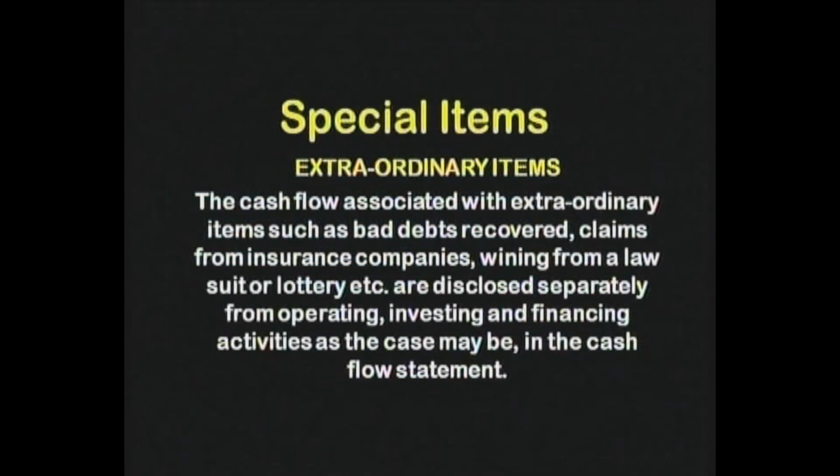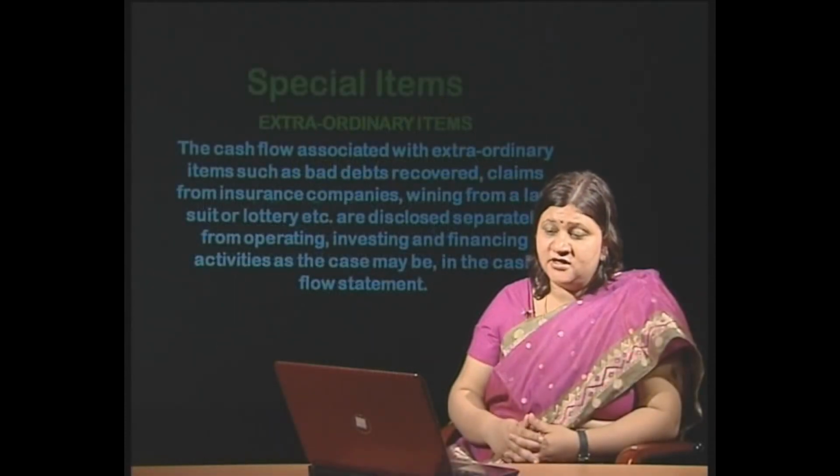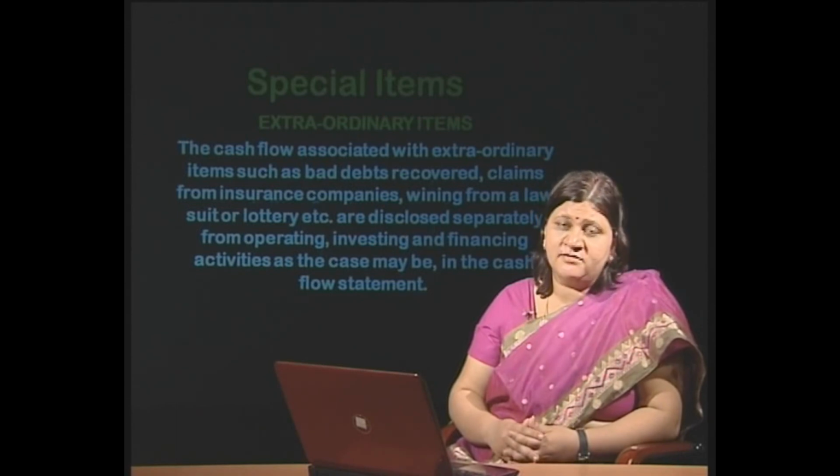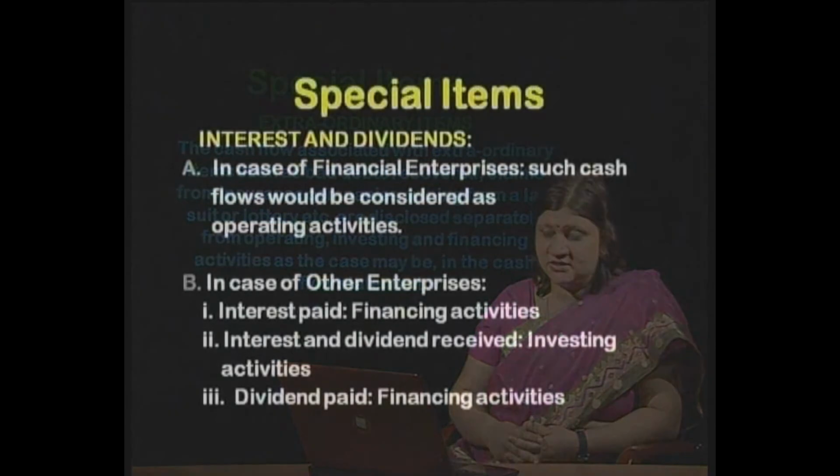The cash flows associated with extraordinary items such as bad debts recovered, claims from insurance companies, winning from a lawsuit or lottery etc. are disclosed separately from operating, investing and financing activity as the case may be in the cash flow statement. So, again we need to analyze the nature of such extraordinary items and we will classify them into the activity with which they are associated.